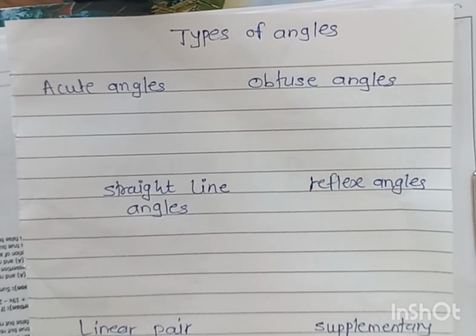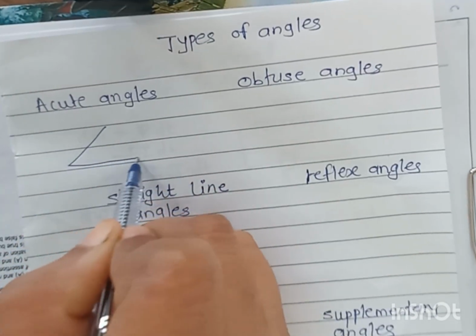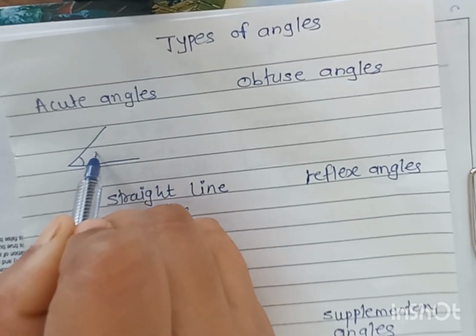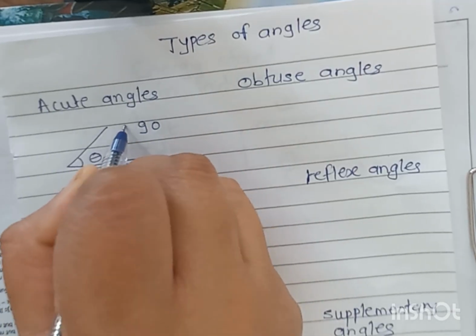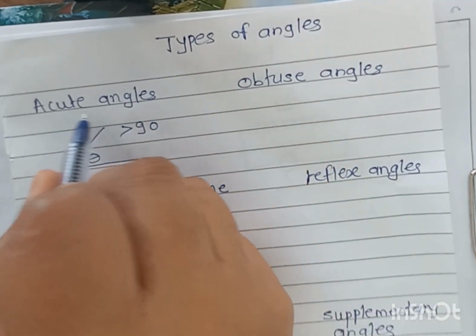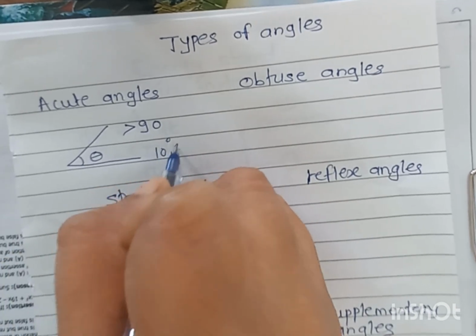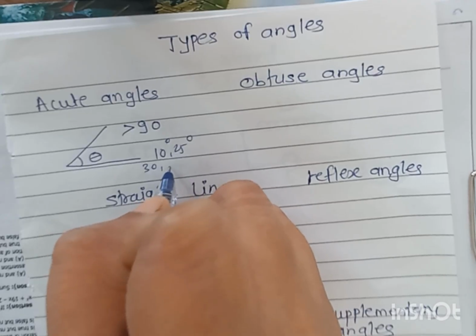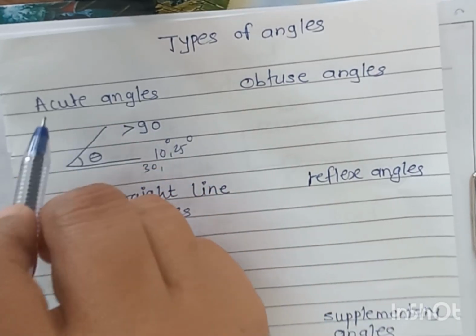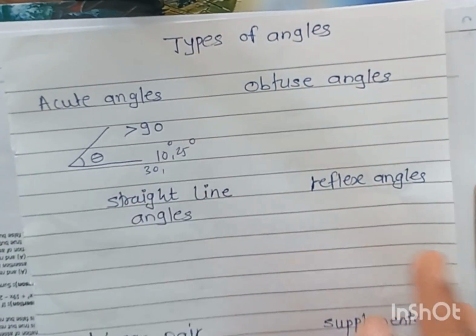So, first is the acute angle. An acute angle is one whose value is less than 90. This angle should be less than 90, so those angles are known as acute angles. For example, 10 degrees, 25 degrees, 30 degrees, 85 degrees, 89 degrees. All these angles come under acute angles. They are less than 90 degrees.